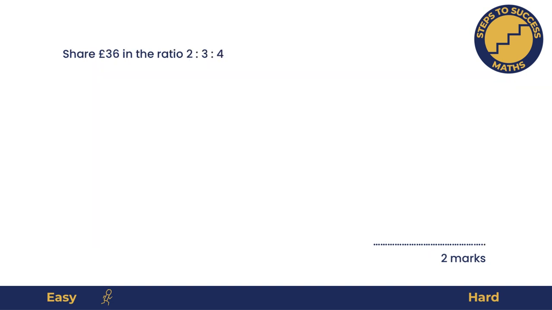Share £36 in the ratio 2:3:4. This time we don't have the names of any people, but we're still going to do the same thing. So 2, 3, 4, add them up to get the total. So that's 9, and we've actually got 36 to share. 9 times what makes 36? So that's times 4. And then we're going to times each part of our ratio by 4.